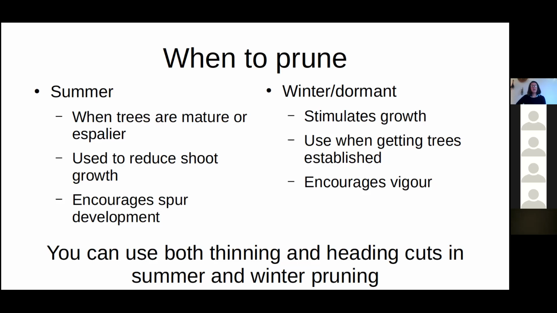Summer pruning, I would say, is suitable for when you have a mature tree, when you want less vigor. Espalier is a great example. If you have a tree that has filled its space, you don't want it to get any bigger, you're going to cut the shoots out in the summer. When you prune in the summer, you're not going to get a lot of growth coming out of those fresh cuts.